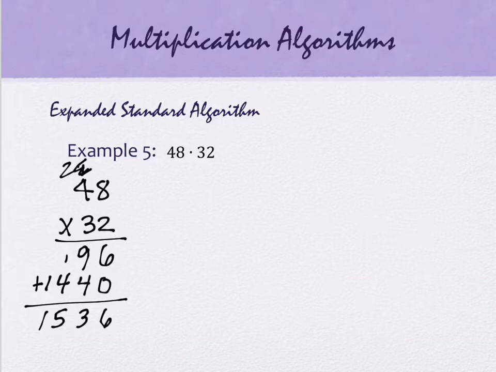A lot. So let's look at what happens from an expanded standard algorithm so you can see where the pieces are actually showing up and why this maybe works.